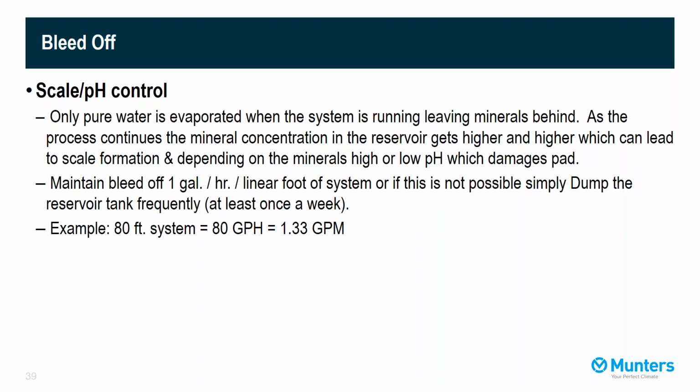So we want to maintain a bleed off of at least 1 gallon per hour per linear foot of your system. And if it's not possible to do that, simply dump the reservoir tank at least once a week. So for an 80-foot system, we would run 80 gallons per hour or 1.33 gallons per minute of bleed off. And then, of course, that can be adjusted as needed.